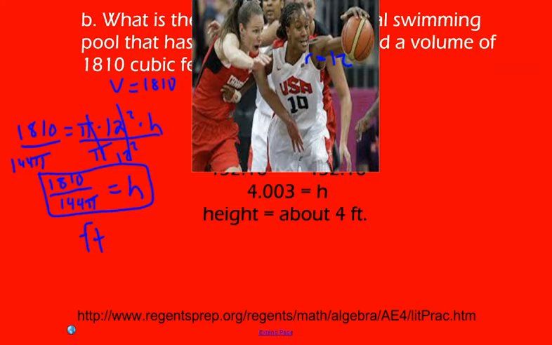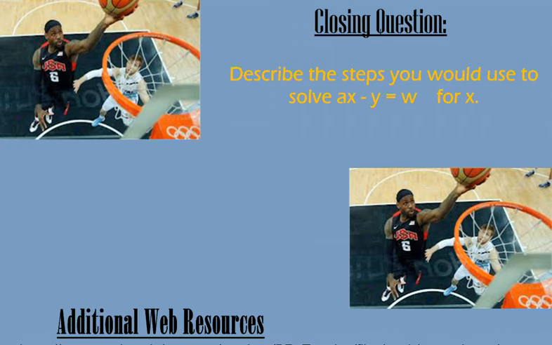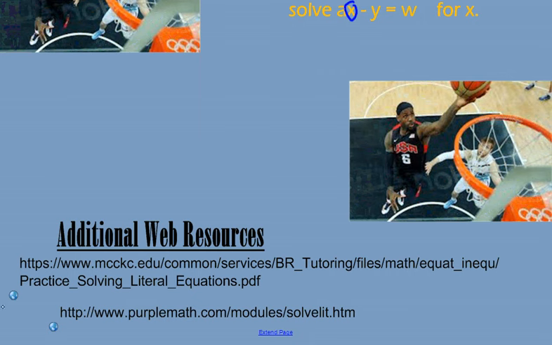Now I do have one question for you to think about before you go, or as you come to class or talk to me next time. It says, describe the steps you would use to solve ax minus y equals w for x. We just want to solve it for x. How would you do that? Describe them in words. And if you want additional resources to help you out with these, there are two different links down at the bottom here.